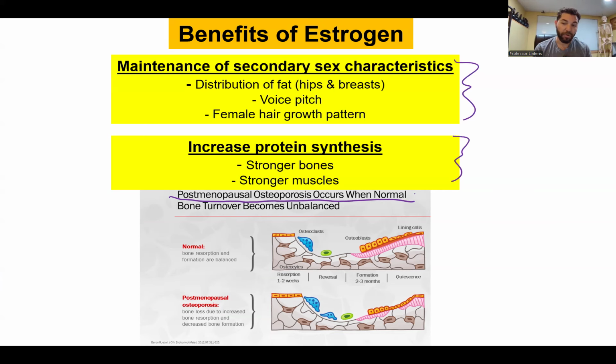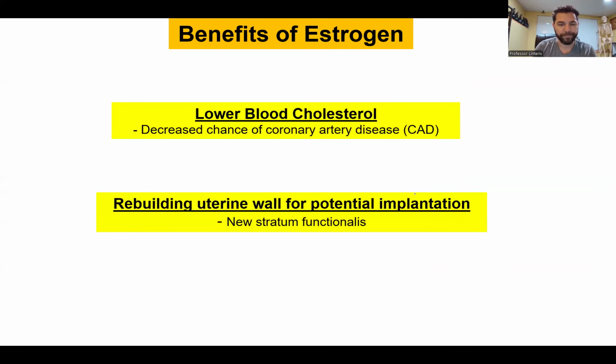Postmenopause, those estrogen levels go down, and we see demineralization of bone, right? So we often see osteoporosis and osteoporotic-like bones. Not often, but it happens post-menopause, correlating to lower levels of estrogen, and that just says how important it is to maintain your bone density. Estrogen also helps lower cholesterol by storing fat, like we just talked about. So it actually decreases the likelihood of coronary artery disease, which is awesome. And it helps rebuild the uterine wall for potential implantation, as we talked about with that new stratum functionalis.